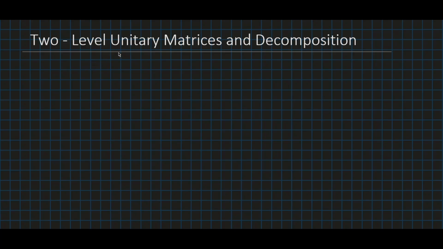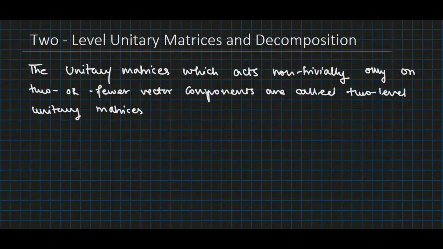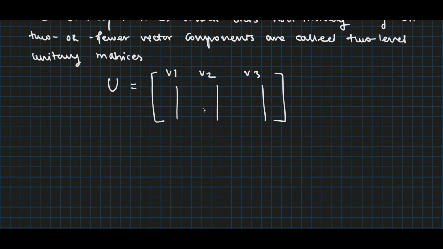Let's see what a two-level unitary matrix is. The unitary matrices which act non-trivially only on two or fewer vector components are called two-level unitary matrices. For example, if U is a unitary matrix having column vectors V1, V2, V3, then out of V1, V2 and V3, only one or two columns are non-trivial.